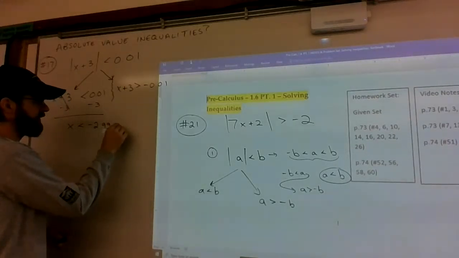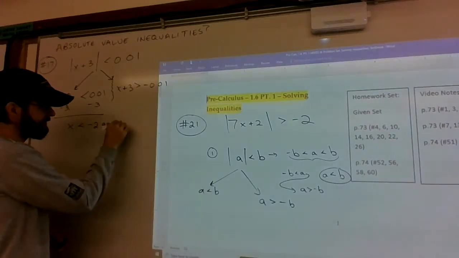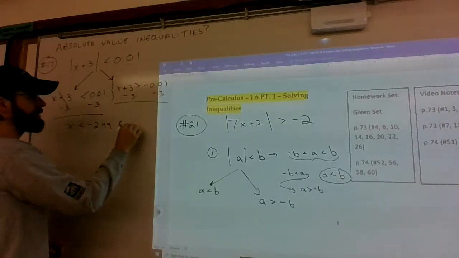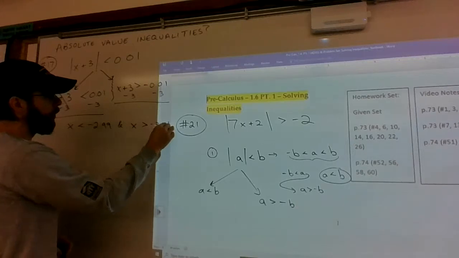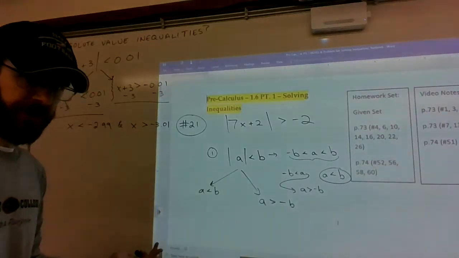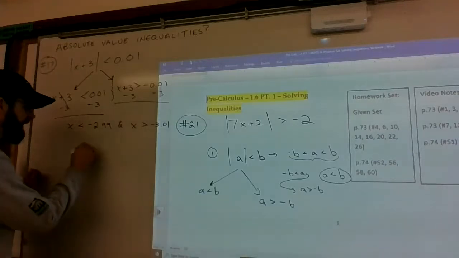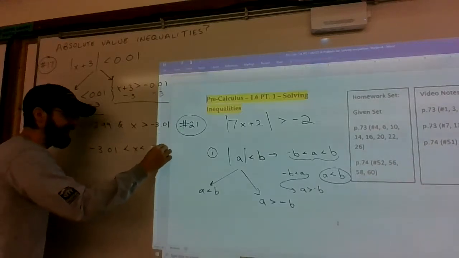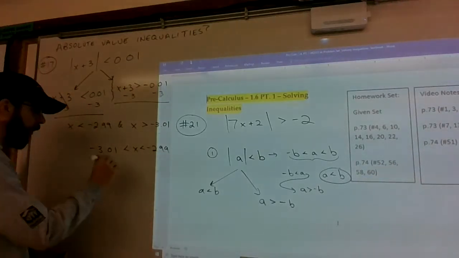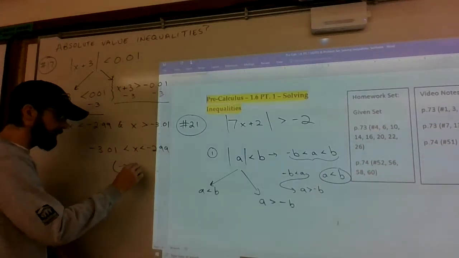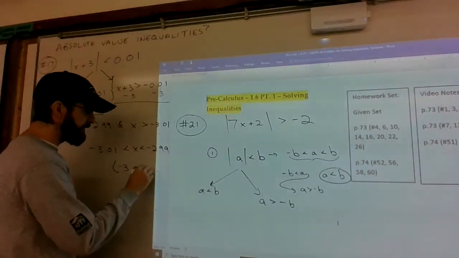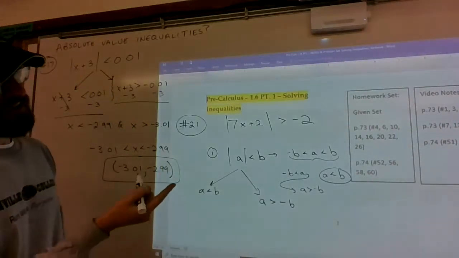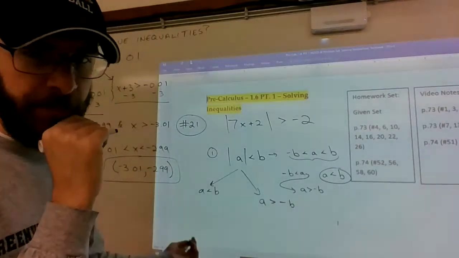And I'll try to do one of these ampersands, yeah? Little and symbol. Minus 3, minus 0.01. This is going to be x is greater than negative 3.01. And that's basically your solution. You can rewrite it as negative 3.01 is less than x, which is less than negative 2.99, or parenthesis negative 3.01, comma, negative 2.99, and then a parenthesis on that side too. And I believe they said express solutions as intervals whenever you can, so I'm going to leave that as my final answer.